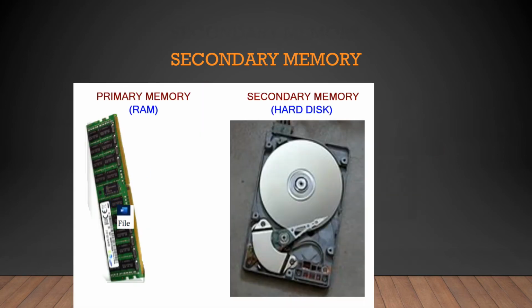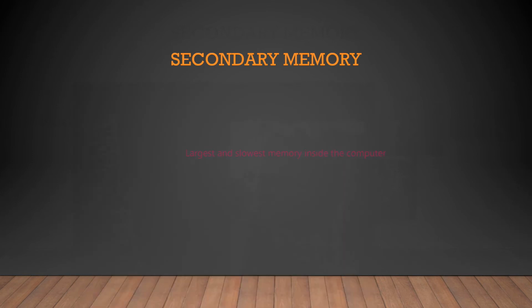After creating a file, we will save the file into the computer. In this process the file moves from primary memory to secondary memory, which means the file is moving from temporary storage to permanent storage. That is, in switch-off condition also the file is available in secondary memory. When we switch on the computer, we can open this file from secondary memory. It is the permanent, largest and slowest memory inside a computer.